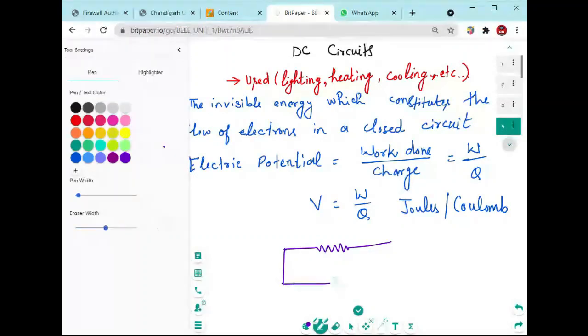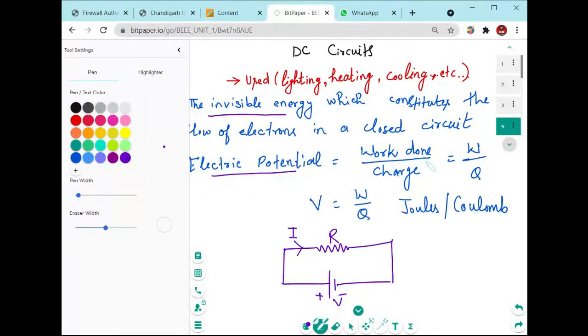The circuit. Here we will provide some voltage supply. Let's suppose that this is some voltage, plus and minus, and this is resistance. The invisible energy which constitutes the flow of electrons in a closed circuit is called the electric current, whereas electrical potential is the work done divided by the charge.